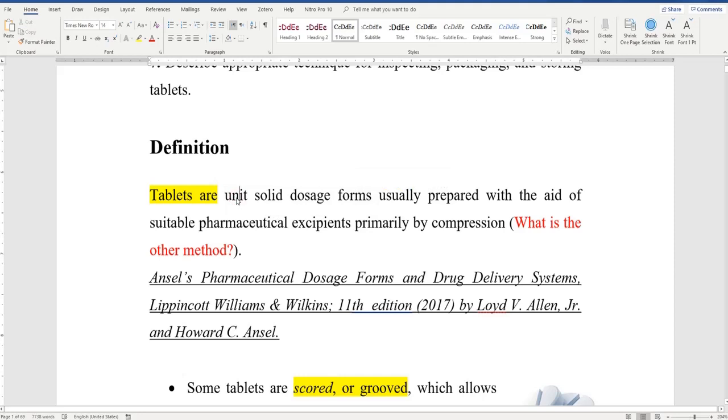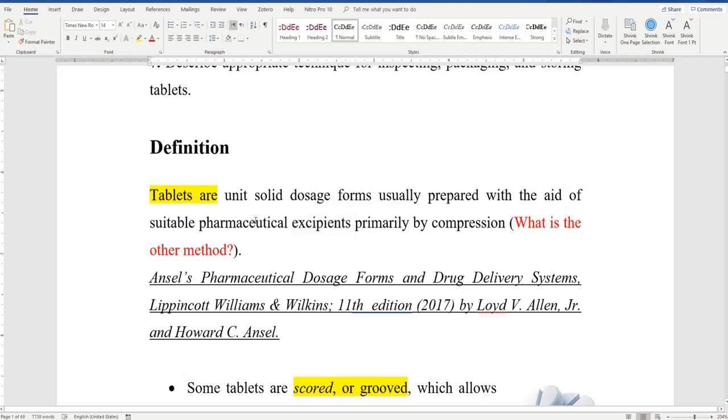It's because each tablet represents a unit, and each tablet represents a dose of the drug. It's like divided powders. So we define tablets as unit solid dosage form. Of course, it contains the drug and usually other suitable pharmaceutical excipients.